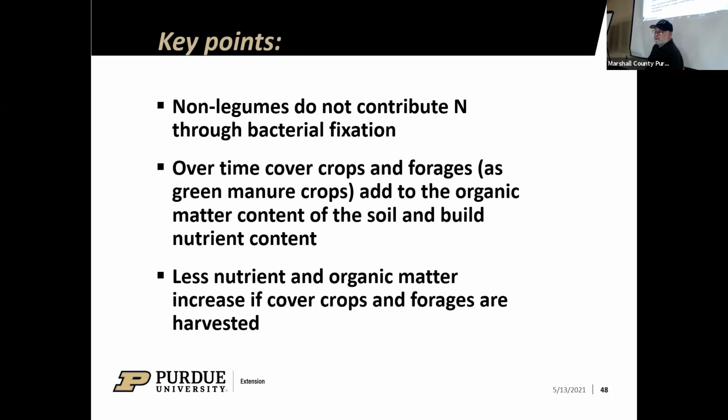Over time, cover crops, as green manure crops, can add organic matter content to the soil and build the nutrient content. So adding this active organic matter to a soil is going to create a soil that's going to be more resilient to issues that can impact plant growth. It's going to be less compacted. It's going to have a nice nutrient supply to feed the next crop as that organic matter increases in the soil. It's released to the plants.